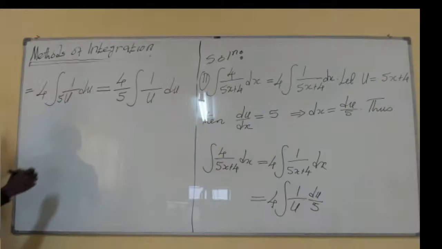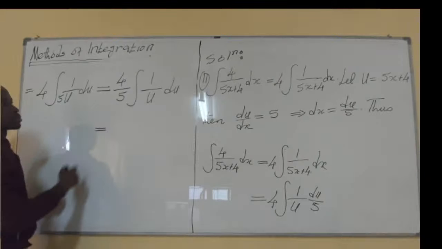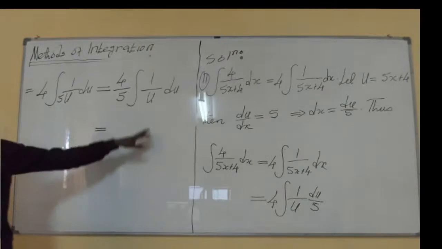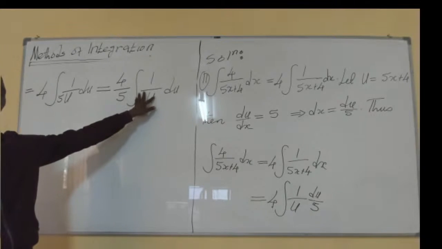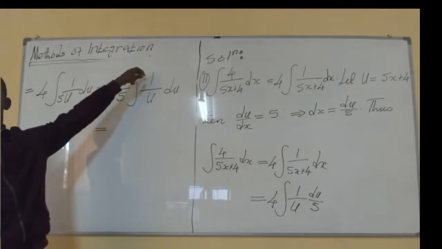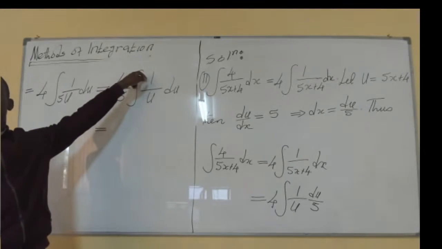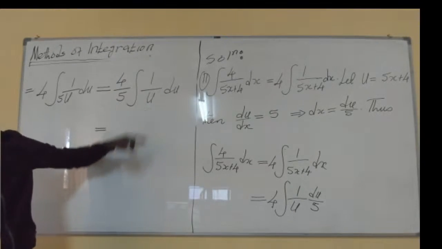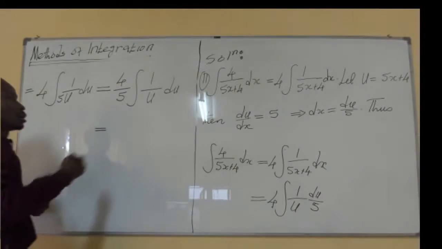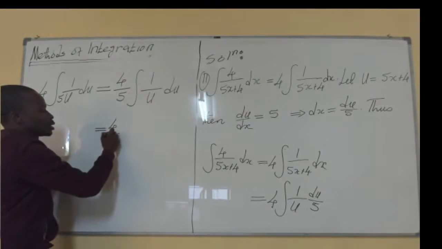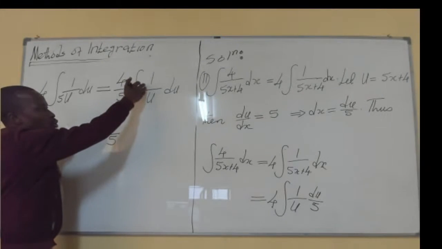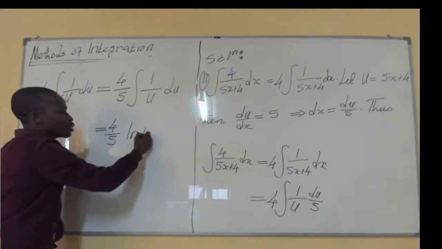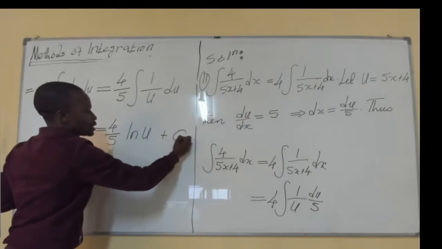I remember from the basic formulas for differentiation, those standard formulas, if I differentiate u, I'll get 1, which means the numerator is the derivative of the denominator. If you look at this, the numerator is the derivative of the denominator. So it means the integral of 1 over u is just ln of u plus c.